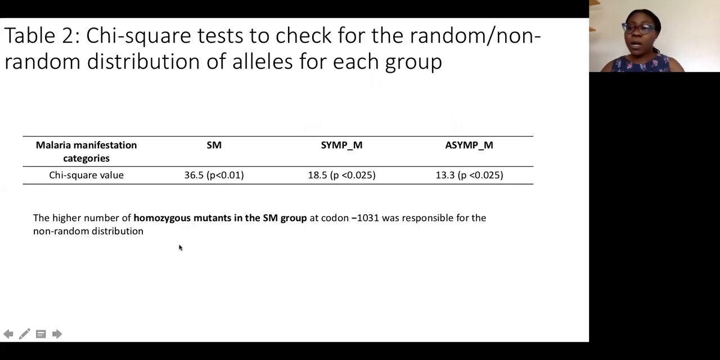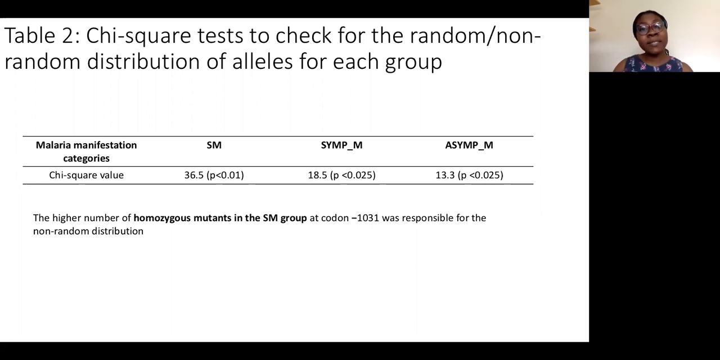So in order to check if the frequencies of these alleles that we have seen in table 1, of all the SNPs, occurred at random. Did they just randomly occur? Or whether there was any selection pressure in any of the groups that could actually be impacting on how these alleles occur. We carried out a chi-square test using the genotypic data of all the segregating sites.